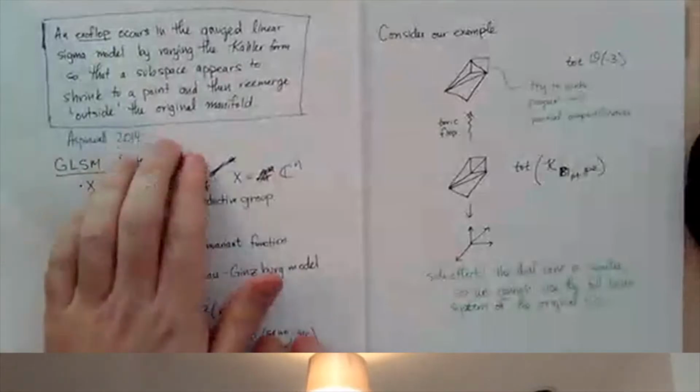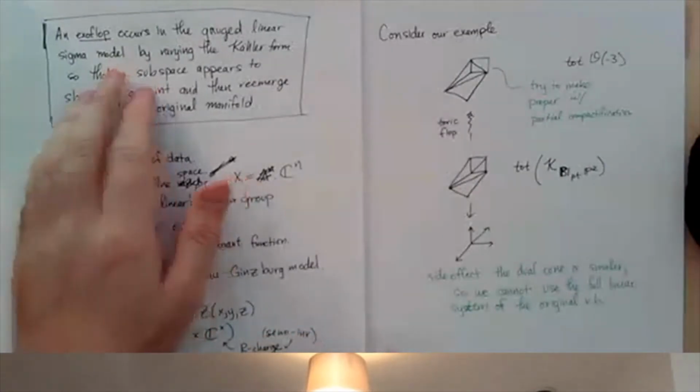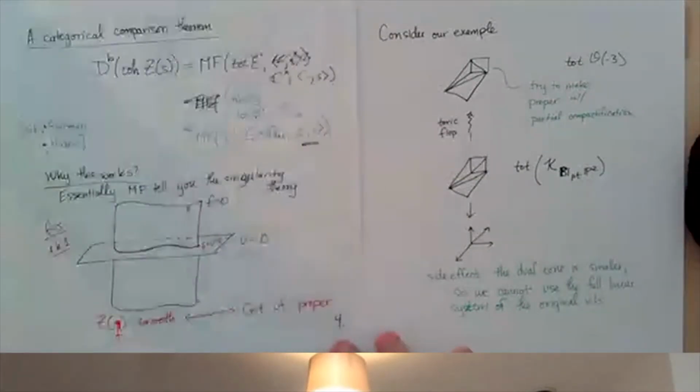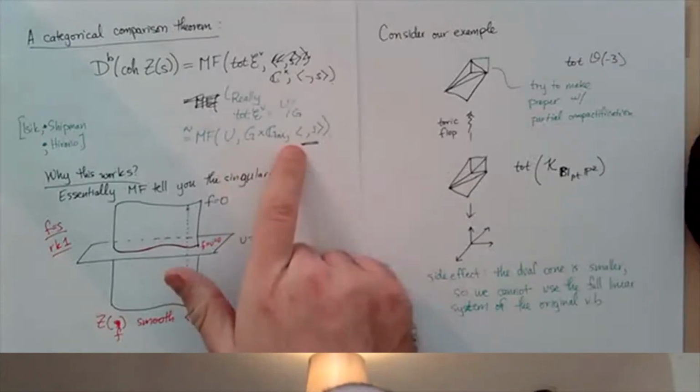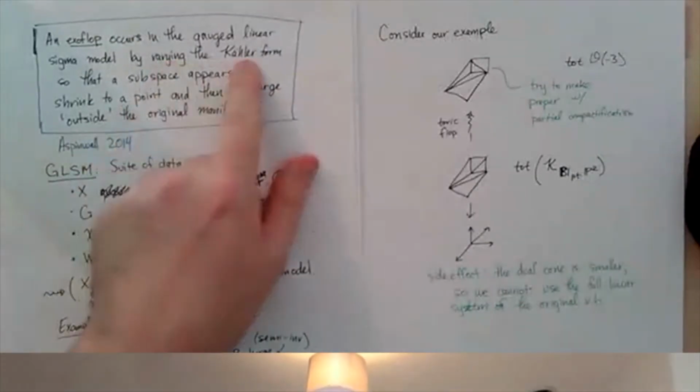So let's review the definition and see how much of this makes sense now. Okay, so this was the definition. An exoflop occurs in the gauge linear sigma model. That's because we're dealing with the fact that we're on some Landau-Ginzburg model or some GLSM that's given through this comparison theorem. And then varying the Kahler form.